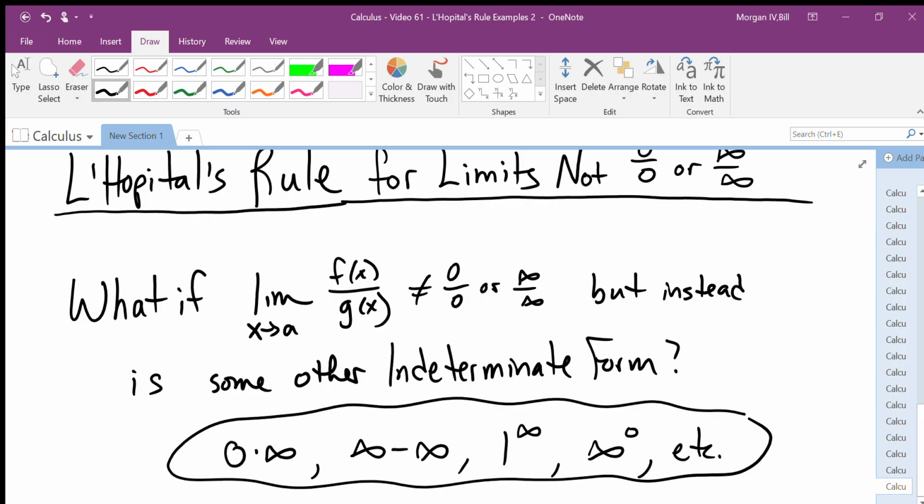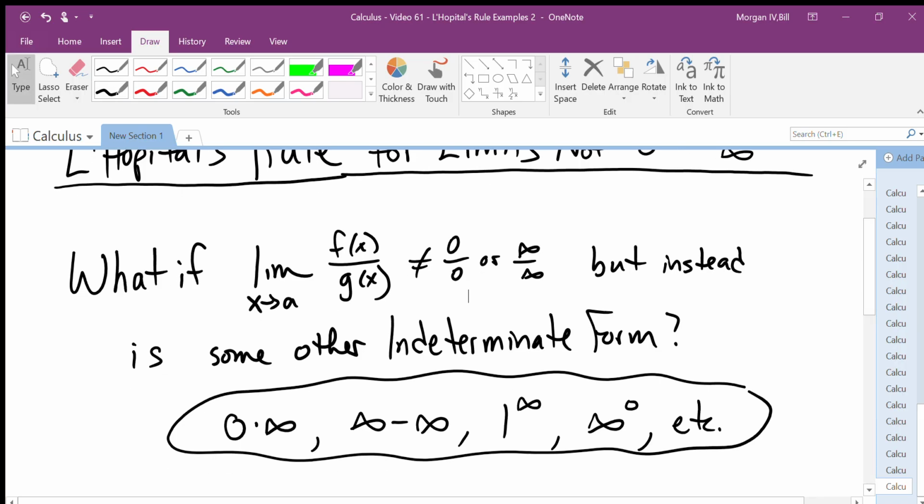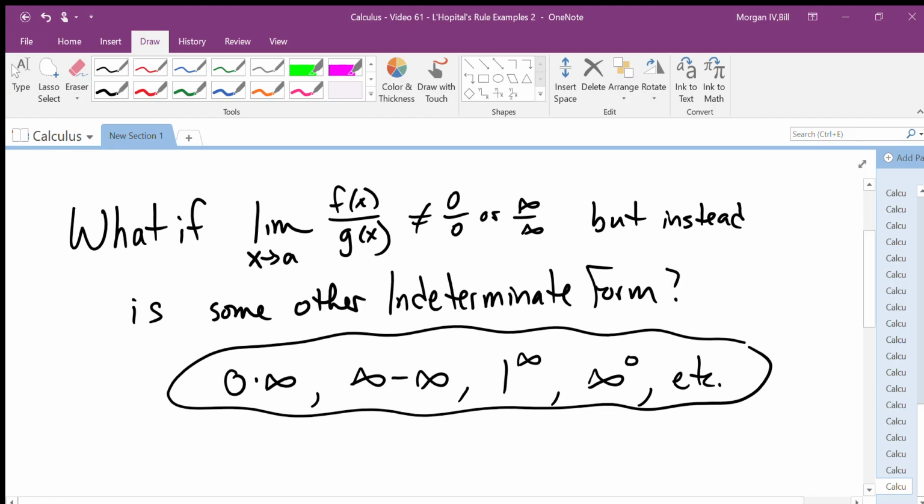These are all examples of indeterminate forms that we just can't exactly find the answer to, but they're not 0 over 0 or infinity over infinity. And only those two forms, 0 over 0 or infinity over infinity, only when we have those two forms can we use L'Hopital's rule. So we cannot use L'Hopital's rule on these other indeterminate forms unless we rearrange it first.